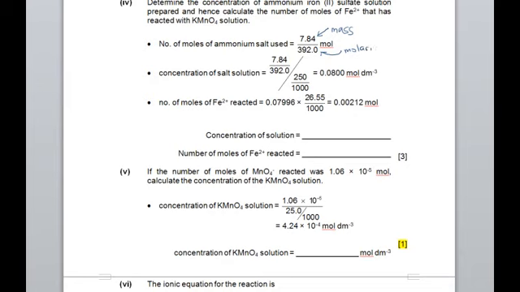Yeah, so this is from the previous question. When we determine the number of moles of ammonium salt used, we can then determine the concentration of the salt solution. Because this is the number of moles, we put it in 250 cm3 of water, so we get a concentration of 0.0800.